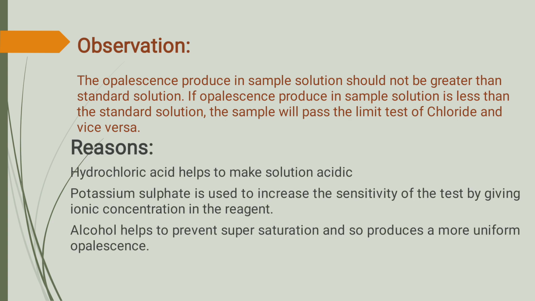Reasons: hydrochloric acid helps to make the solution acidic. Potassium sulfate is used to increase the sensitivity of the test by giving the ionic concentration in the reagent. Alcohol helps to prevent supersaturation and so produces a more uniform opalescence. Why are these reasons given? Hydrochloric acid makes the solution acidic. Potassium sulfate is used to increase the sensitivity of the test by giving the ionic concentration in the reagent. Alcohol helps to prevent supersaturation and so produces a more uniform opalescence.